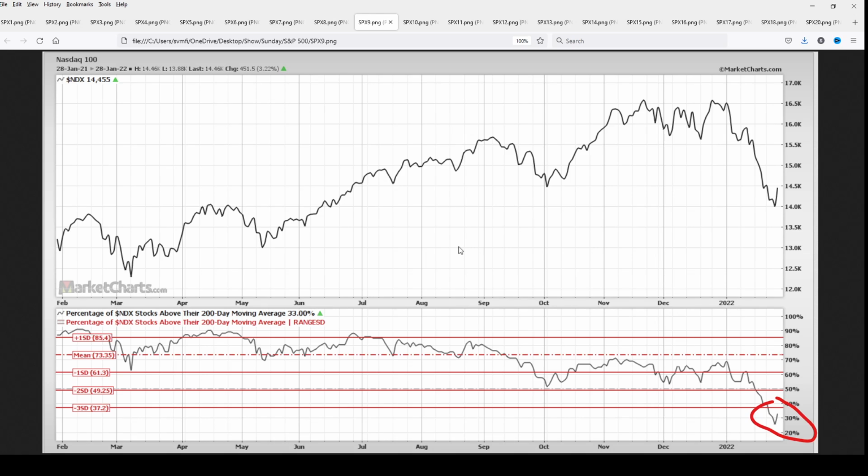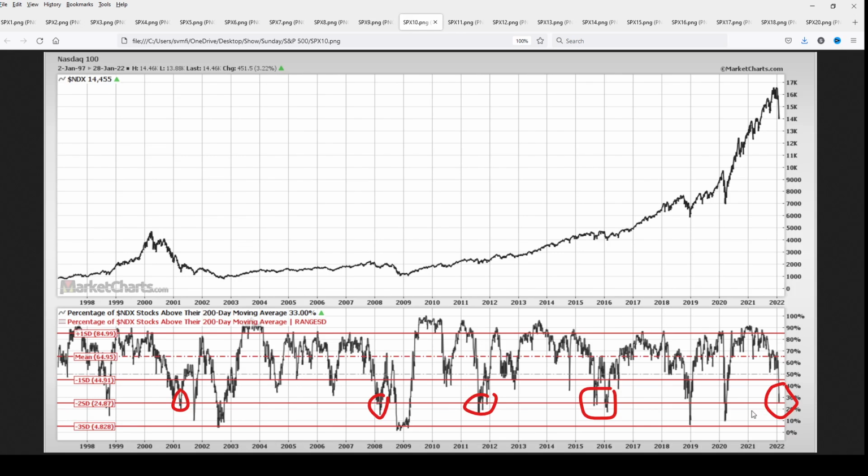Let's go to the percentage of Nasdaq stocks above their 200-day moving average, which is 33%. It's kind of off the charts, just like the S&P on a 1-year chart, below a 3 standard deviation event. Again, screaming potentially buy. Well, let's take a look at the historical chart and see how often this happens and if it's a buying opportunity. And sure enough, it has been.